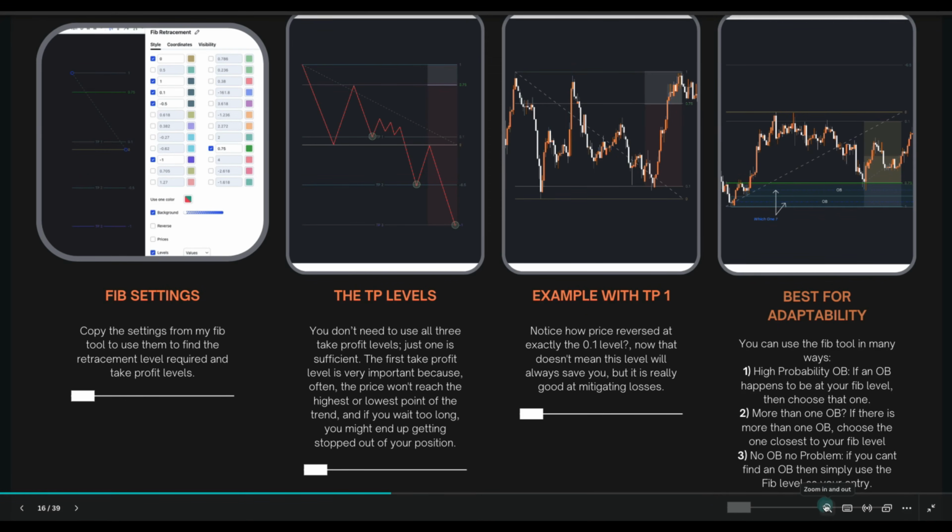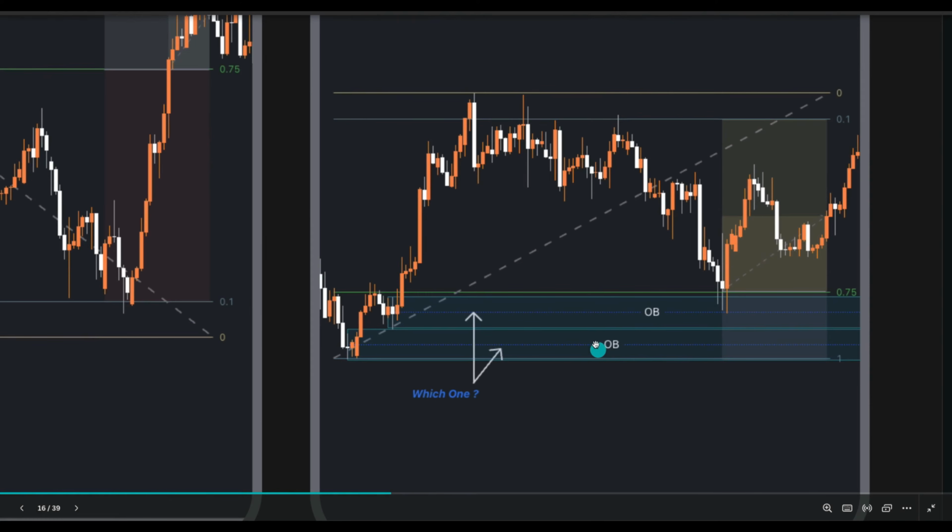So real quick, let me zoom in here for you. As you can see here, there's more than one order block. You could either set it at the 0.75 and set your limit order here, or you can set it at the top of this order block, the middle of this one, or in between these order blocks, or at the higher end of this one, or in the middle. Doesn't matter, it's completely up to you. If you're a newbie and you just want to use the fib, just set it at the 0.75 and set this area or the 0.1 as your target. Okay, we don't have to complicate it if we don't need to.